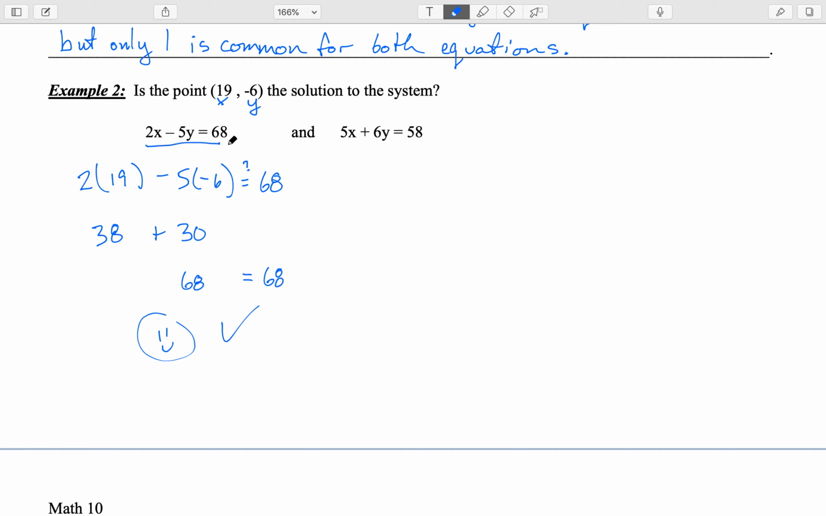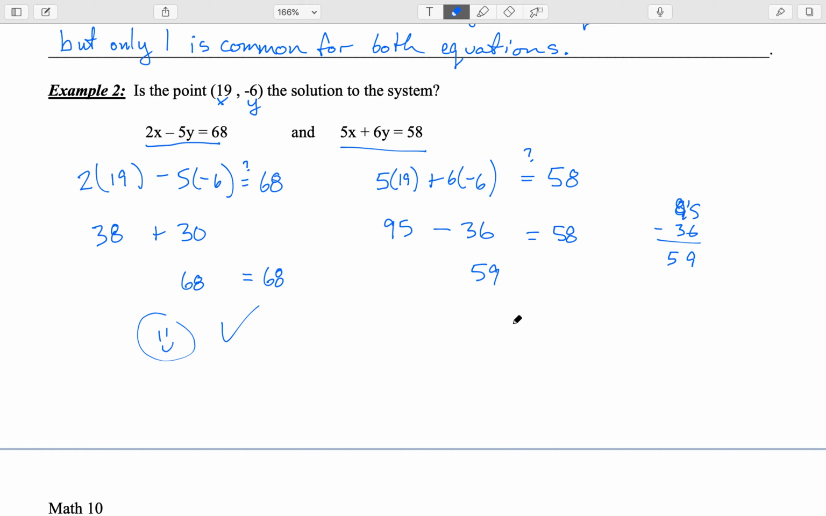Hang on. It works in this equation. Does it work in this equation? It has to work in both. Okay, so let's take 19, plug it into here. So 5 times 19 plus 6 times negative 6 is negative there. Is that equal to 58? Well, I don't know. Well, hang on. 5 times 19, that's going to be 95. And then this is plus times minus, so that's going to be take away 36. Hang on. 95 take away 36. When I go 15 take away, I got to carry the one. This becomes an 8. This becomes 9. Oh, no, that's equal to 59.